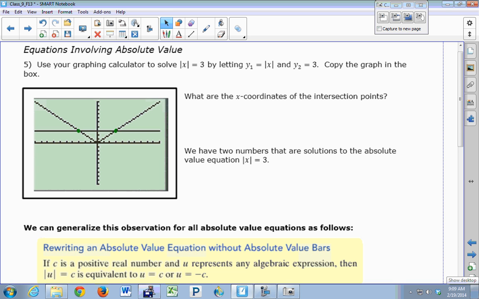At this point, we know what y is. What is the y value for each of these? 3, because look, you've just drawn the line y2 equals 3. So we already know the y value is 3, and now we've got to find the x values. You probably know what they are just because you know absolute value, but let's review our calculator here.